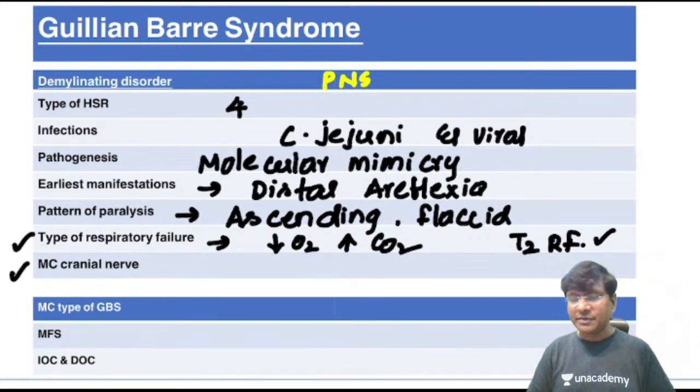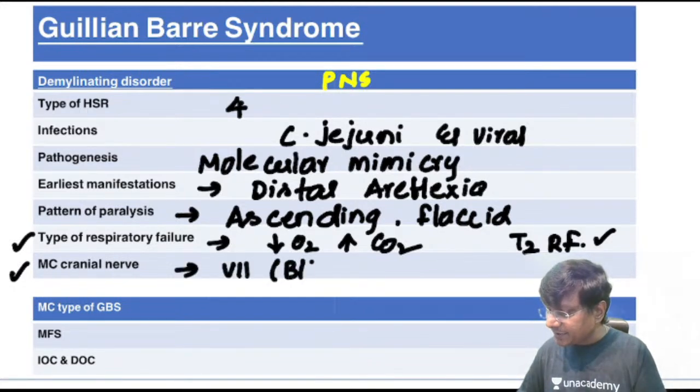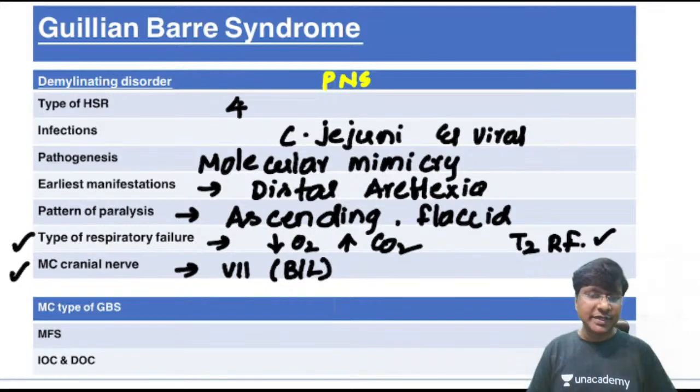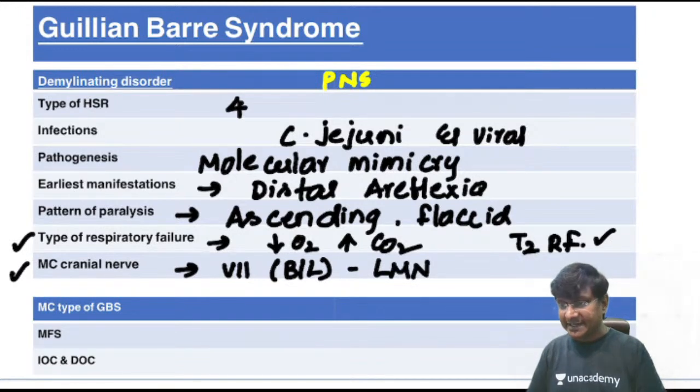And the next important question is regarding the cranial nerve. The cranial nerve which is being affected is the facial nerve, and bilateral facial nerve involvement will be there. And what type of paralysis will this be? It will be lower motor neuron type of paralysis.